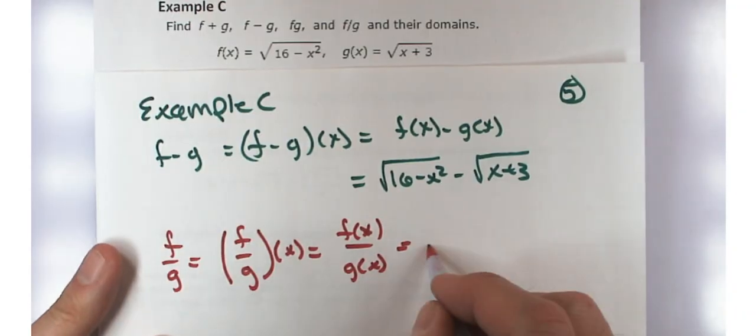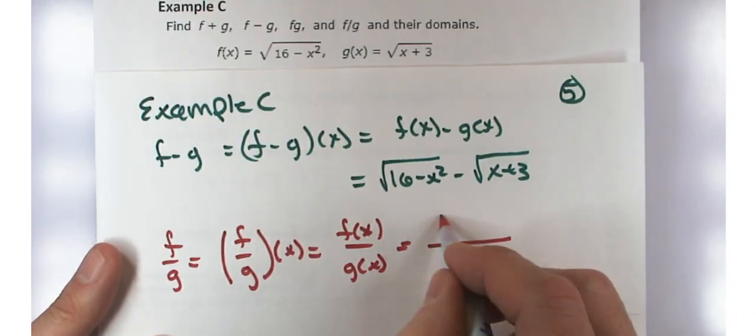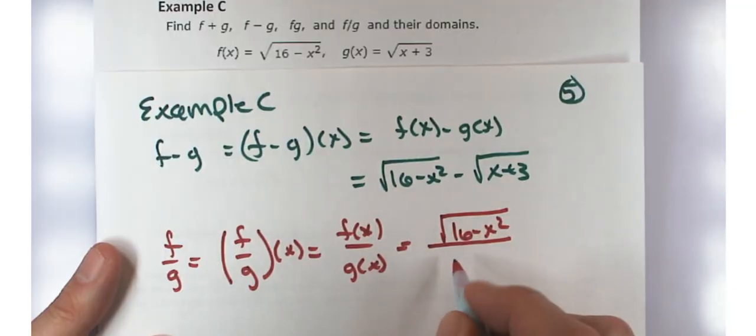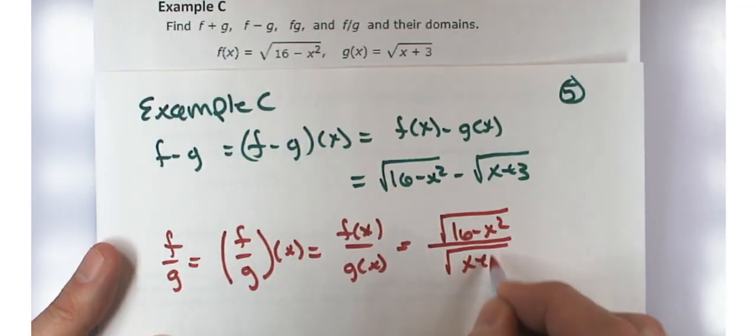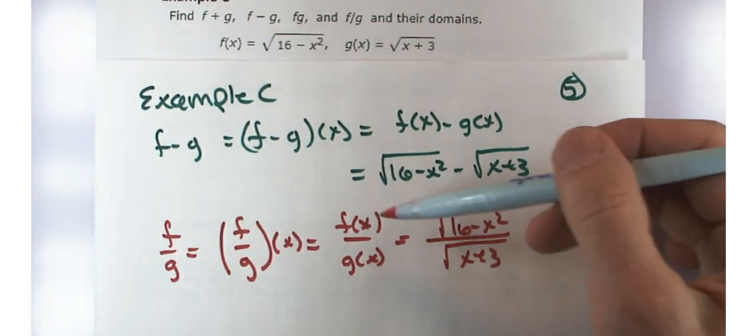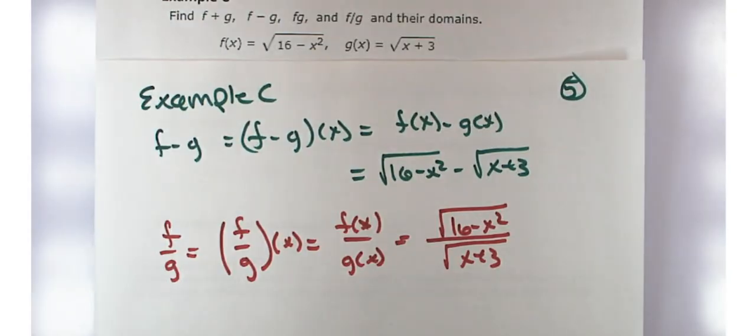Well, that's going to be square root of 16 minus x squared divided by square root of x plus 3. We still have the same domains for f of x and g of x, except there's a little bit more of a problem with this one. There's something else that can go wrong. What else can go wrong?